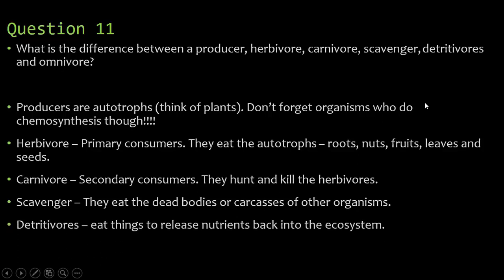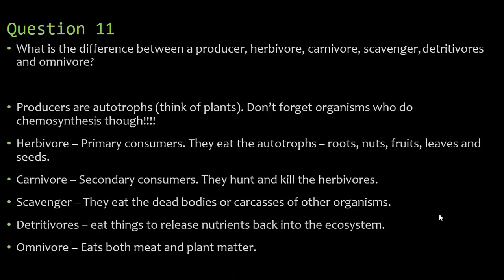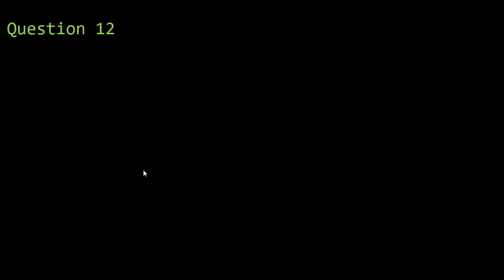Then we have the detritivores. They eat things to release nutrients back into the ecosystem, and you'll notice decomposers missing here. Now, a detritivore actually eats things to release nutrients back into the ecosystem, like worms or millipedes. Those are detritivores. Decomposers don't eat things. They release digestive enzymes to break them down. And then the omnivore, they eat both meat and plant matter. They have characteristics of being a carnivore and also a herbivore. And if you know what a herbivore and carnivore is, you can easily describe an omnivore. Omni meaning multi.